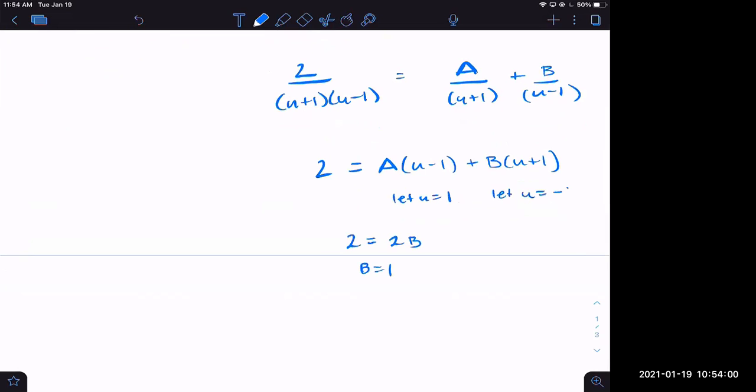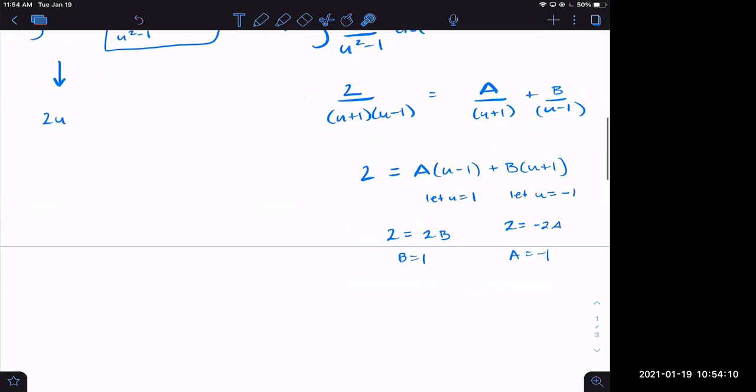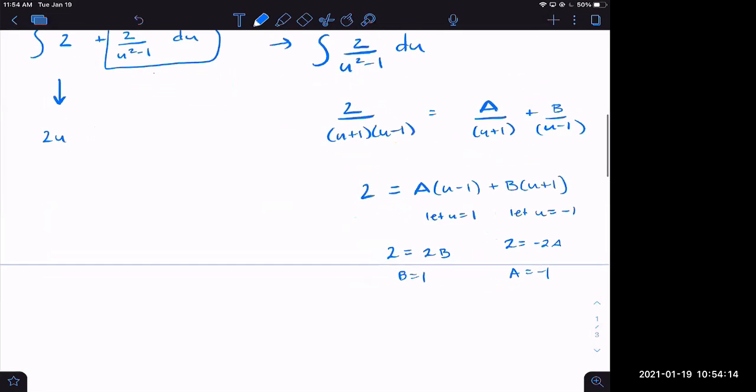What else would be a good choice to let u equal? Negative 1. If we do negative 1, we get 2 equals negative 2A. So A is negative 1. Now again, my A and B might be different than your A and B. Just make sure it's lined up with the correct denominator. So really this piece is the integral of A, which was negative 1 over u plus 1, and B, which was 1 over u minus 1.